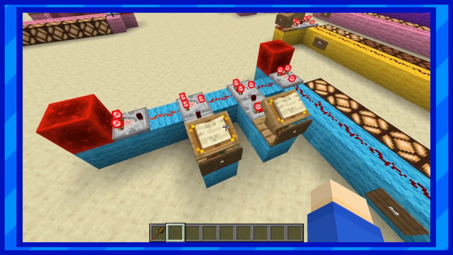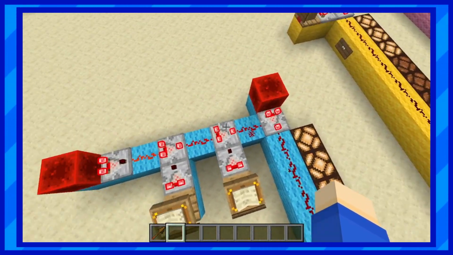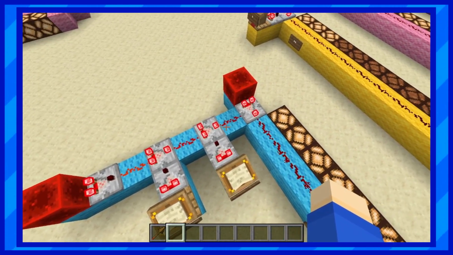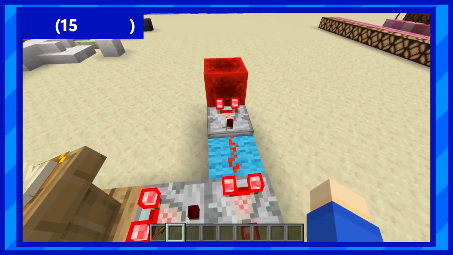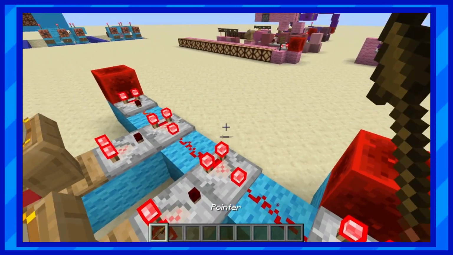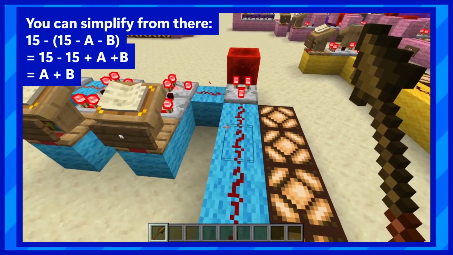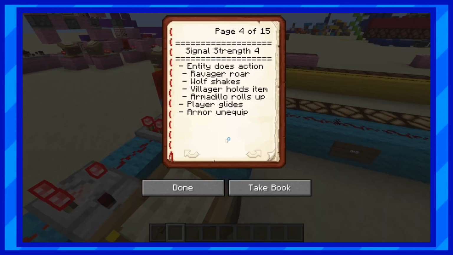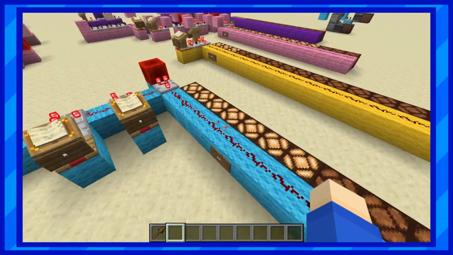Second up, addition. It's a little more complicated, but if you write all this out algebraically, it works. Basically, just taking a max signal strength, subtracting one input, subtracting the other input, and then taking this whole result and subtracting it from another max signal strength. And if I poke around in here, take 4 minus 4 plus 3, that's 7 right there.